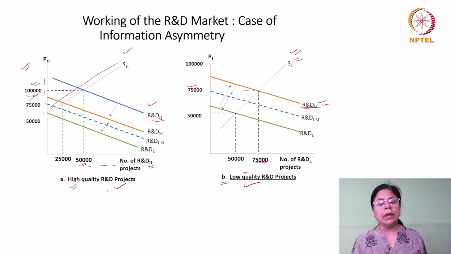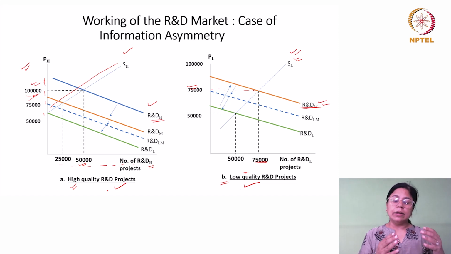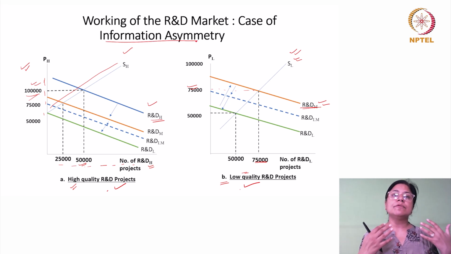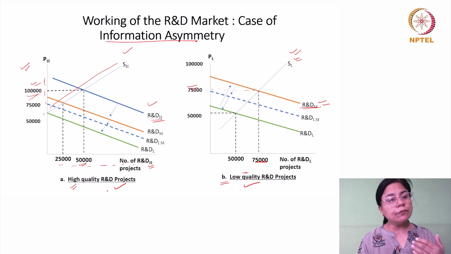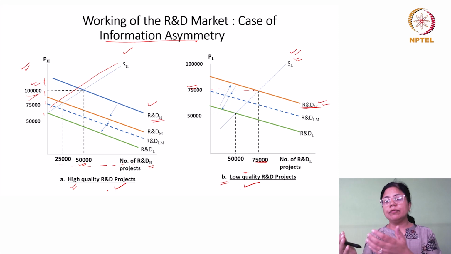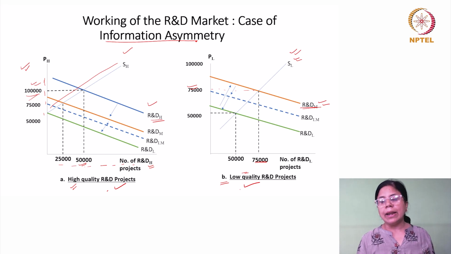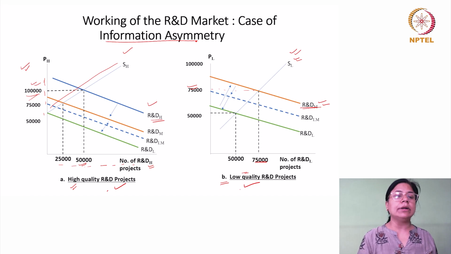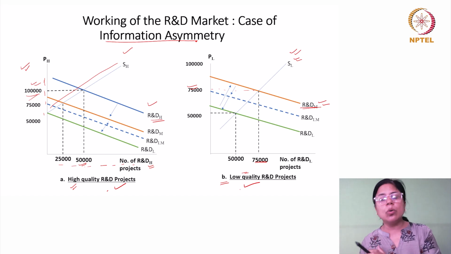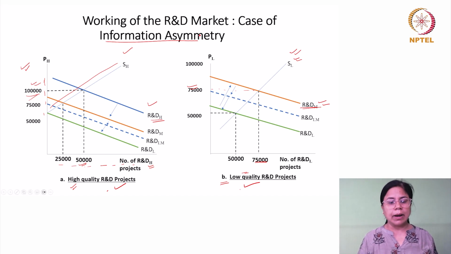So now what will happen is the information asymmetry that exists in the market. What is that? The person who is funding the project may not know whether the project is of high quality or low quality. Because of that information asymmetry, the presence of low quality projects in the market will drive down the price for the high quality, and as a result the high quality research and development projects will be driven out of the market, to a point that only low quality projects will be remaining in the market.